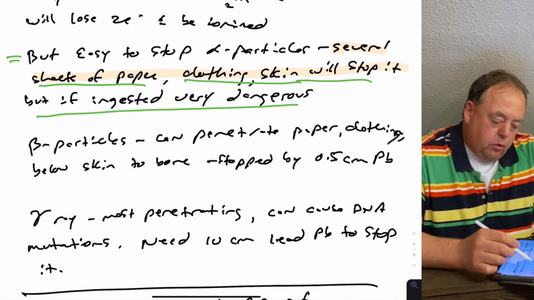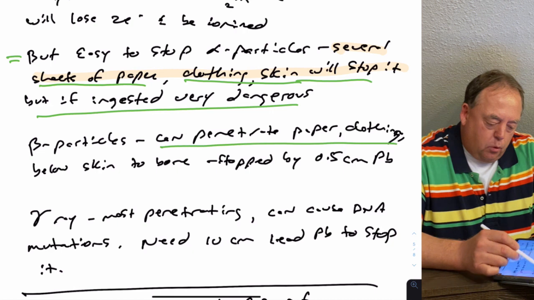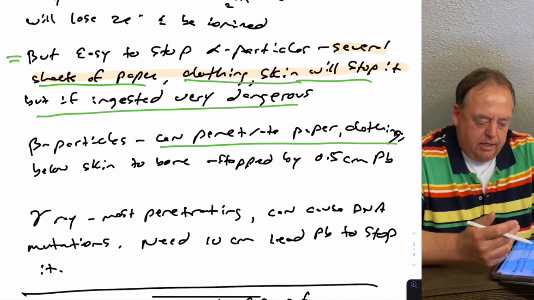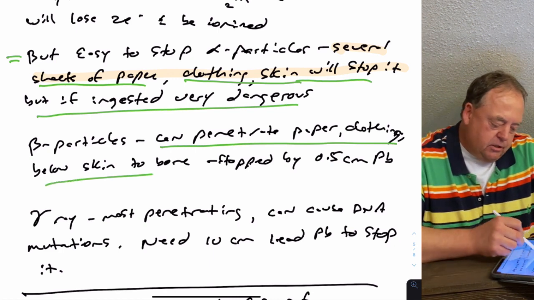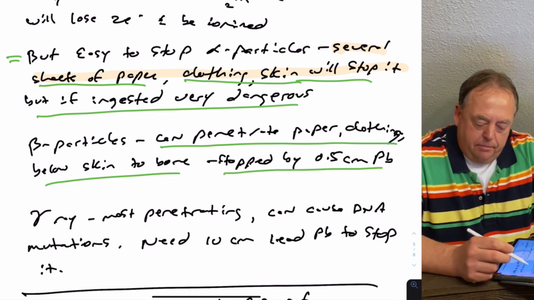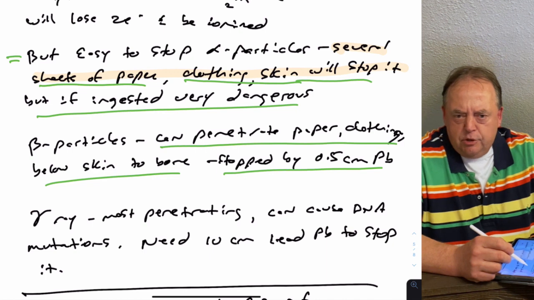Okay, so beta particles, they're very dangerous as well. More dangerous than alpha particles in the sense that they can penetrate skin. They can go through paper and clothing, and they can penetrate skin down to about the bone. They're stopped by about 0.5 centimeters of lead. So in the sense that they're more penetrating, they're more dangerous.